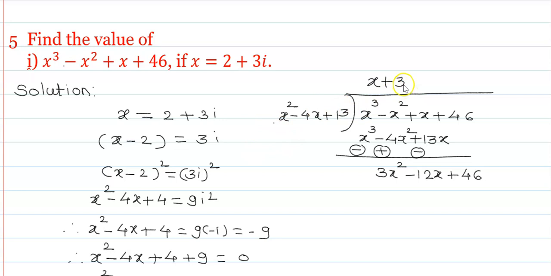The multiplication. 3 into x square, you are getting 3x square. Next, 3 into minus 4x, that is a minus 12x. 3 into 13, it's a plus 39. Again, in division, what do we do? We change the sign. This is minus, plus, and last is a minus. Plus 3x square minus 3x square get cancelled. Minus 12 plus 12 get cancelled. And here is 46 minus 39 and hence there is 7.